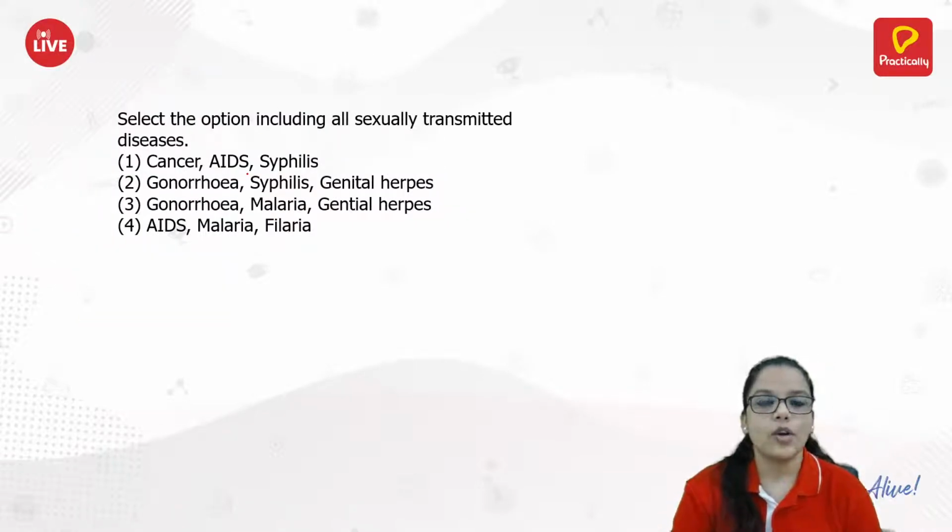Next, select the option including all sexually transmitted diseases. Okay, let's see. AIDS, sexually transmitted disease. Syphilis, sexually transmitted disease. Cancer, not. Gonorrhea, yes. Syphilis, yes. Genital herpes, okay. All 3. Gonorrhea, yes. Malaria, no. Genital herpes, okay. AIDS, yes. Malaria, no. Filaria, no. So the answer is 2. All 3 of them are STDs.